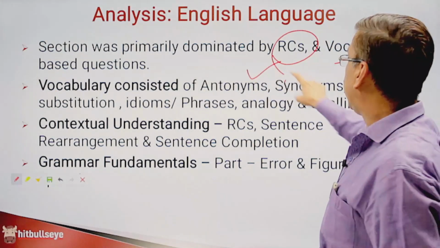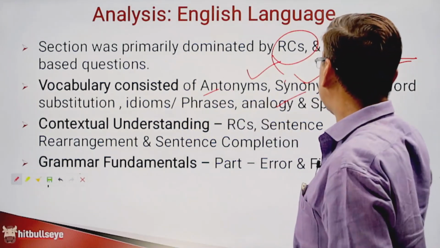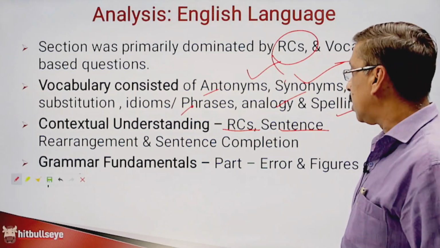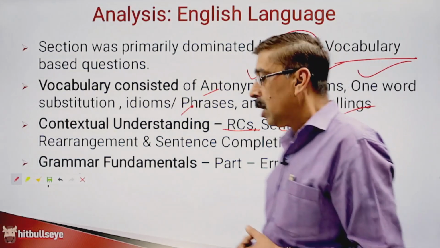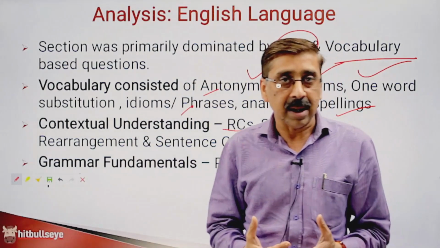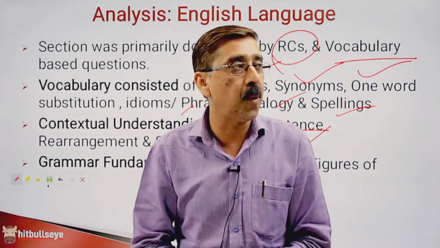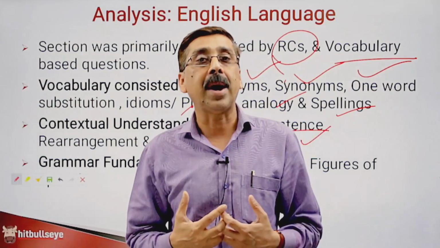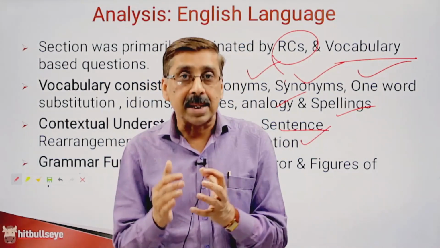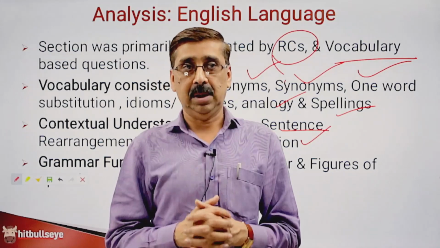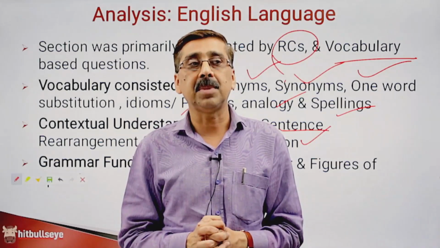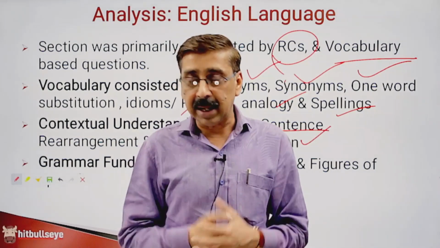So vocabulary consists of antonyms, synonyms, one word substitution, idioms, phrases, analogies, spellings, contextual usage. And if you look at RC and SR, sentence arrangement, and sentence completion, also called fill in the blanks, these three areas are primarily dependent on contextual understanding. Unless you understand what is given in the RC, there is no point, you will not be able to find the answer to the couple of questions based on that RC. So that is called increasing the level of comfort with this language. If you do not increase your level of comfort with this language, you cannot attempt the questions with confidence and great accuracy.